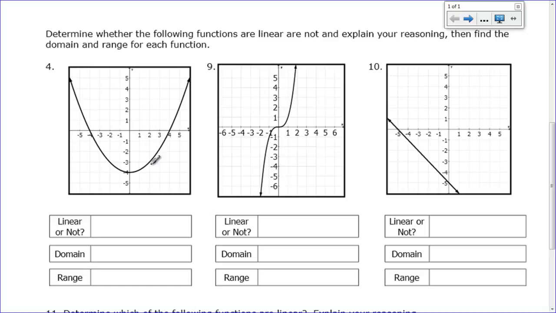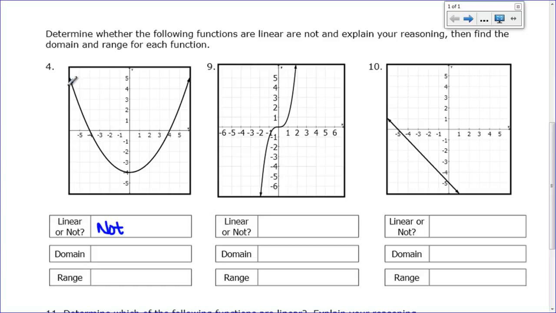And so number 4 here, is it linear or not? Well, it's not linear, and the reason why is because it's a curve. It's not a straight line. If you want to explain your reasoning, there it is. It doesn't make a straight line, it's a curve. And this curve has a name we'll start talking about when we get to these types of functions, but we're going to do domain and range for it first.